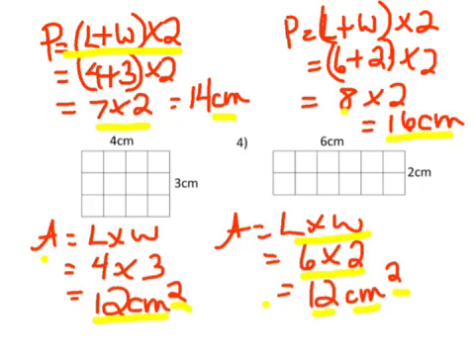So in fact, these do have the same area, but the longer skinny rectangle has a larger perimeter, and the more square-like rectangle has a smaller perimeter.